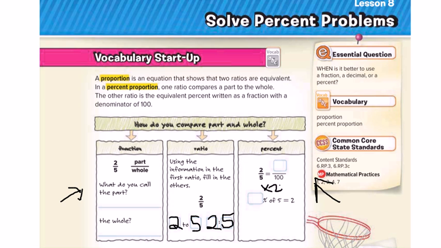So if I set 2/5 equal to blank over 100, I can see that 5 would equal 100 by multiplying by 20. So I would have to do the same thing to my numerator, 2 times 20, and I would get 40 over 100. Therefore, I can determine that 40% of 5 would equal 2. So 2 out of 5 is equal to 40 out of 100. So that's the same as 40% of 5 equaling 2.